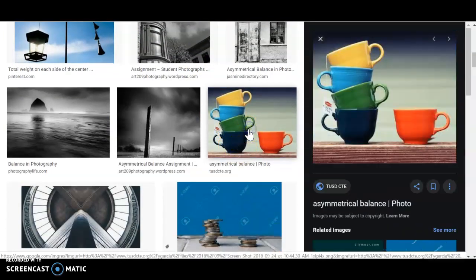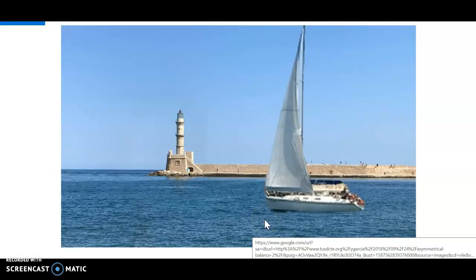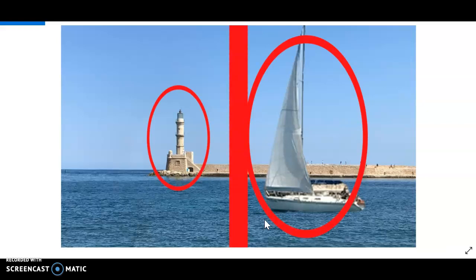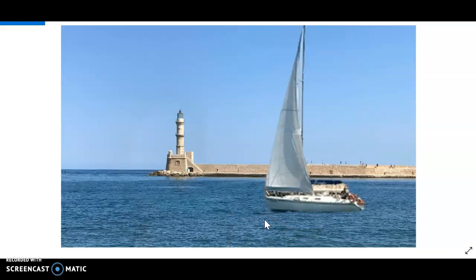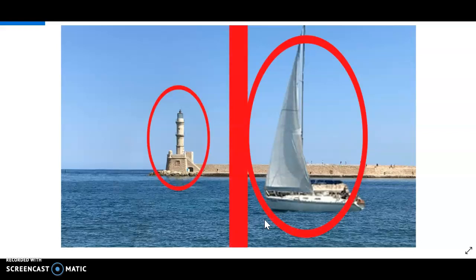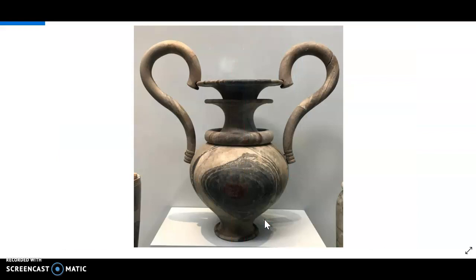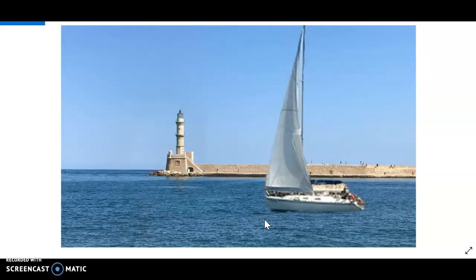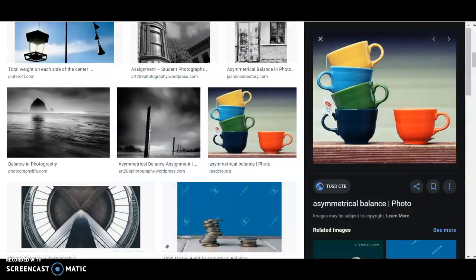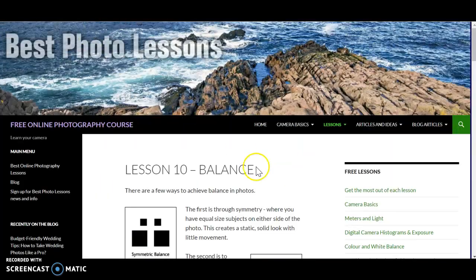What I have from my example, photos that I've taken somewhere in the world, this right here, asymmetric balance. I have two things that are clearly different. I've got a boat and I've got a lighthouse off in the distance. You see how the boat is really big and the lighthouse is really small, but somehow they balance each other out in this photo. Draw a line down the middle, you get the idea. Symmetric, asymmetric, right?